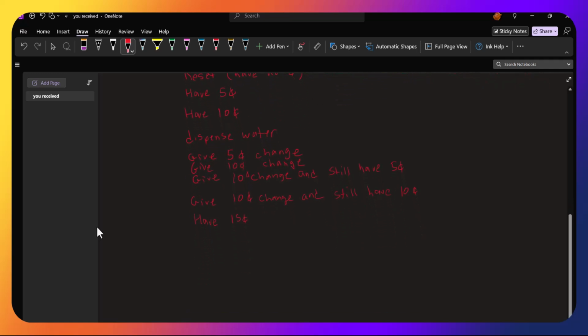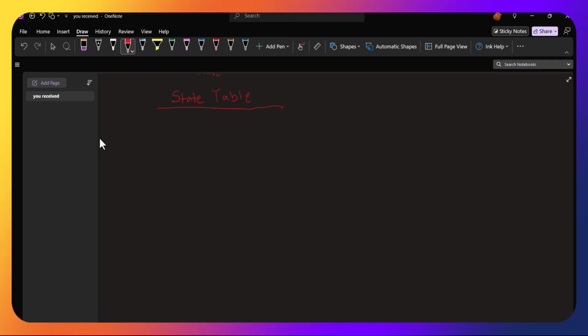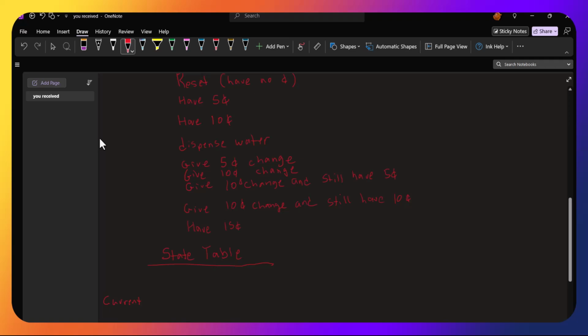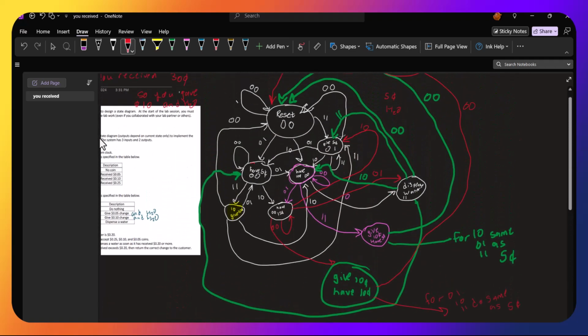So now let's make a state table. I got a quick question. Sure. Whenever you're displaying water, where did it go for 0, 1 again? If you just dispensed water, after dispensing water, 0, 1, then you would go to have 5 cents. Because after you dispense water, you've got nothing left. But if you get 0, 1, that means someone put a nickel in. So you go to the state of having 5 cents, which is going to be right here.